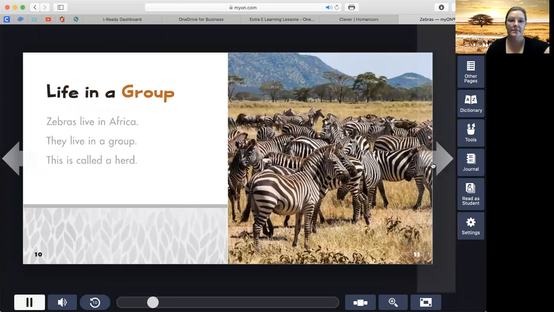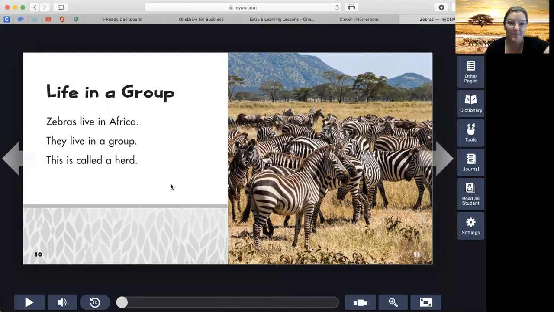Life in a group. Zebras live in Africa. They live in a group. This is called a herd. So did you guys hear what a group of zebras is called? What was it? A herd. It's right here, this word. It says they live in a group. This is called a herd. Yeah, a herd of zebras. There's a herd of zebras behind me right there.